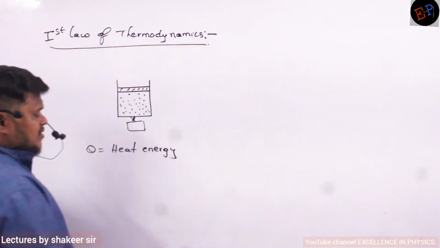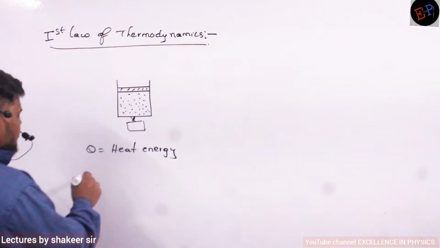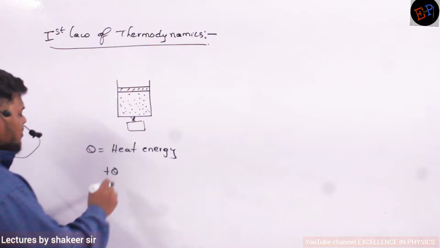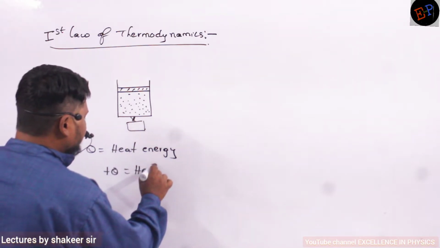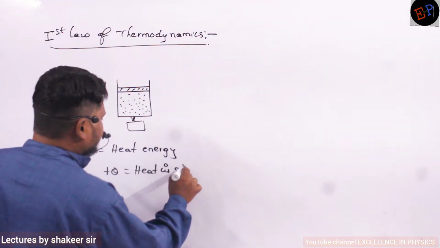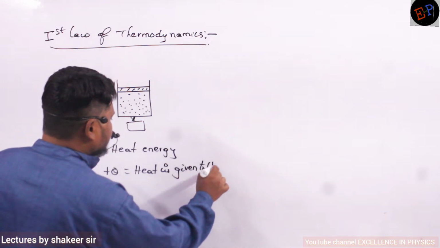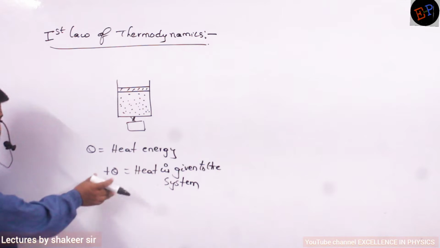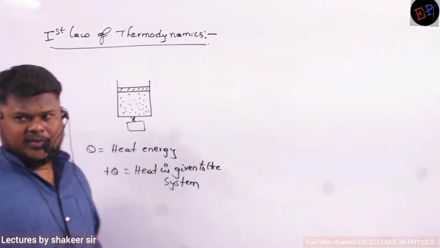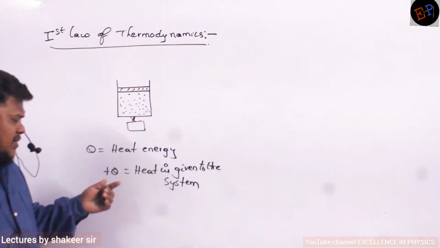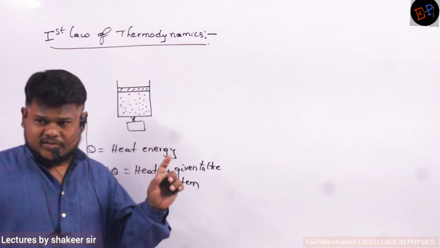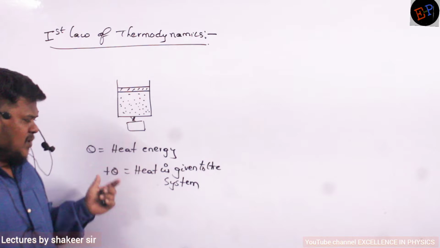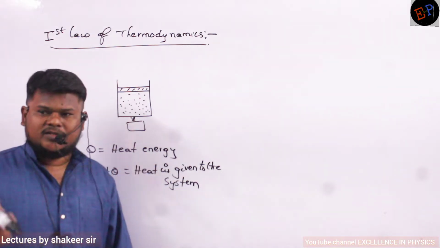And here I will write the sign conventions also. So for example, if I write a plus Q, a plus Q indicates that heat is given to the system. Are you able to understand? And the same sign convention we will use in chemistry also. I am comparing both of them. Clear? Because anything given to the system is taken positive in chemistry. Here also it is positive. Plus Q indicates heat is given to the system.